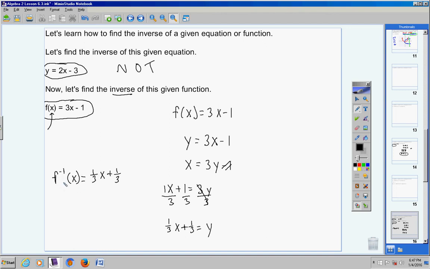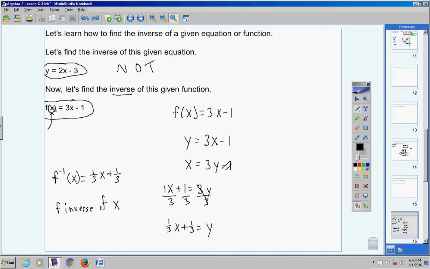Now, I don't want you to look dumb when you get to college. You do not read this f to the negative 1 power of x. That is not what this means. It means f inverse of x. That's how you read this. F inverse of x equals 1/3 x plus 1/3. So you read this f inverse of x.